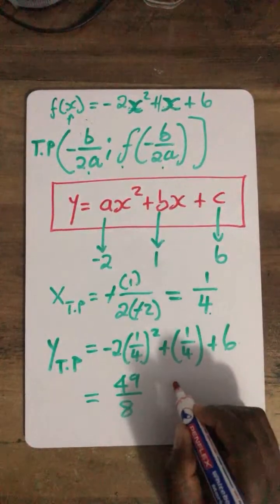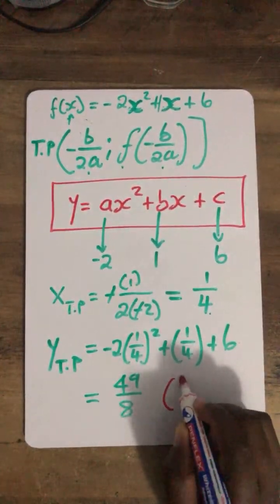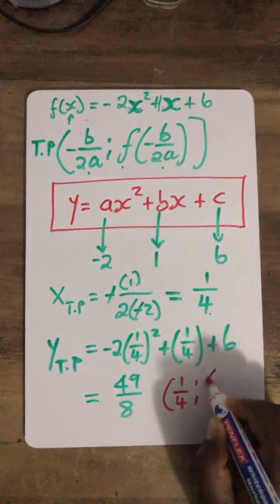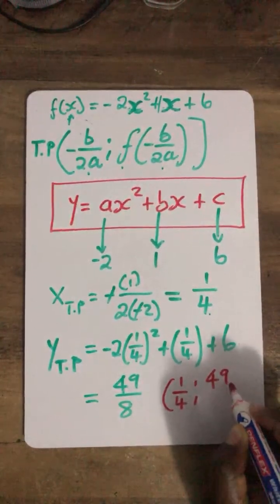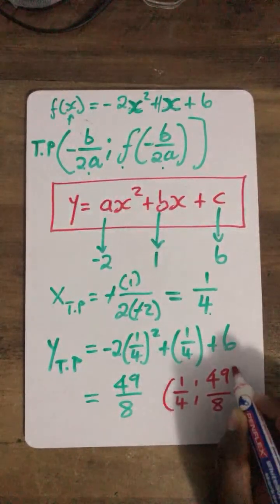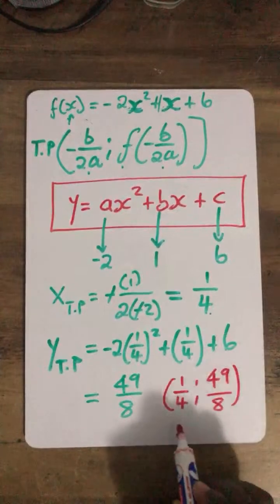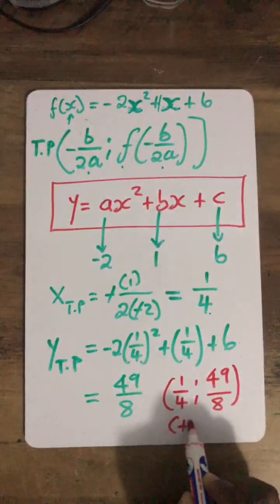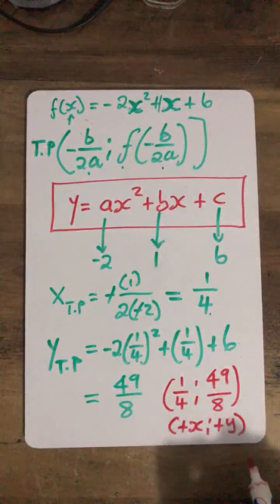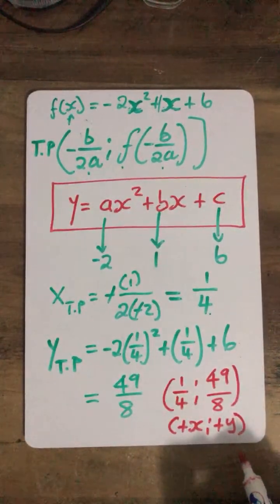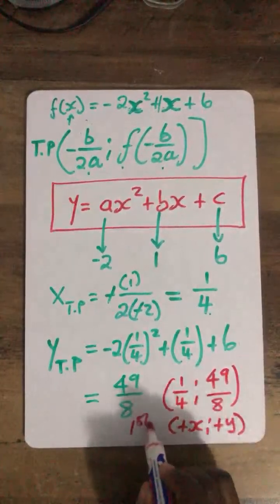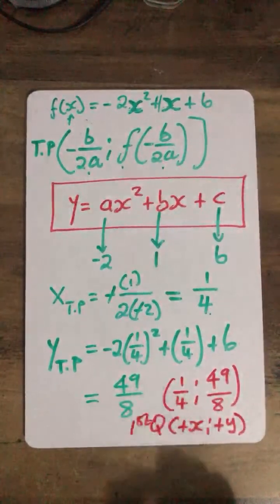Do you guys see that for the coordinates of the turning point, you need to write it in the form of coordinates and say it is 1 over 4 and then 49 over 8. Yes, can you guys see? This is a positive x value and a positive y value, which means they fall in the first quadrant.